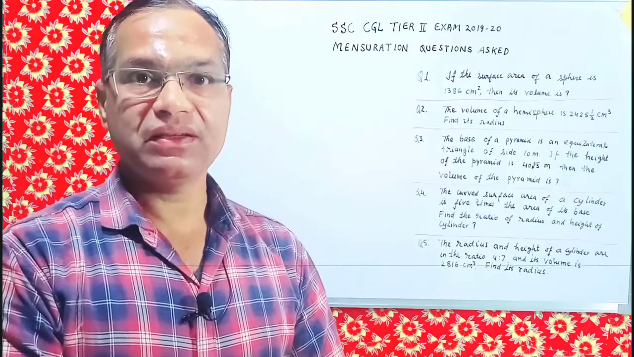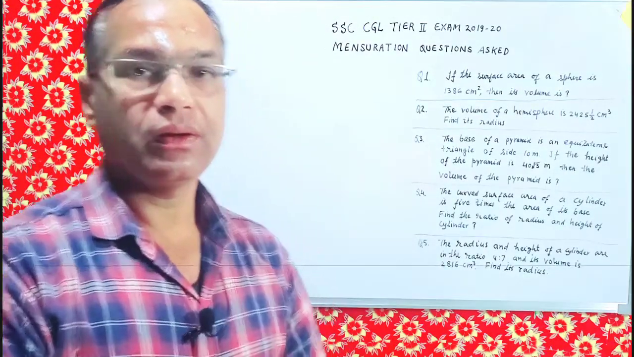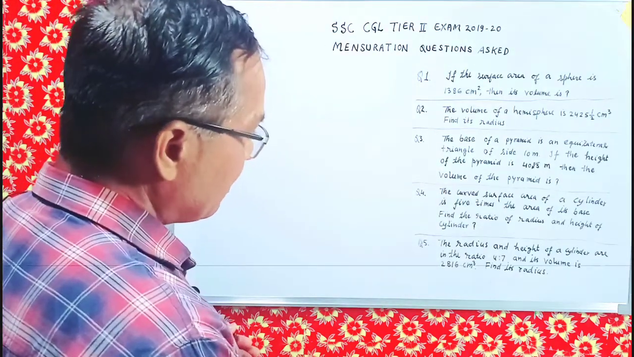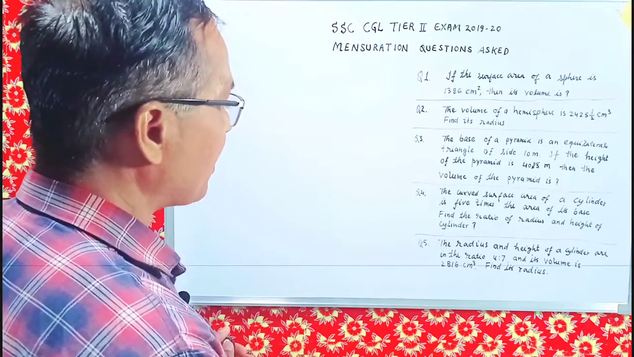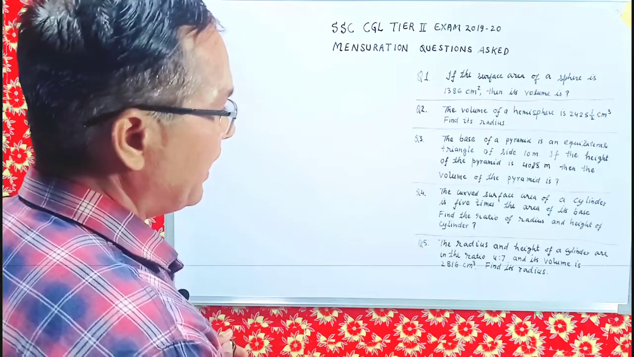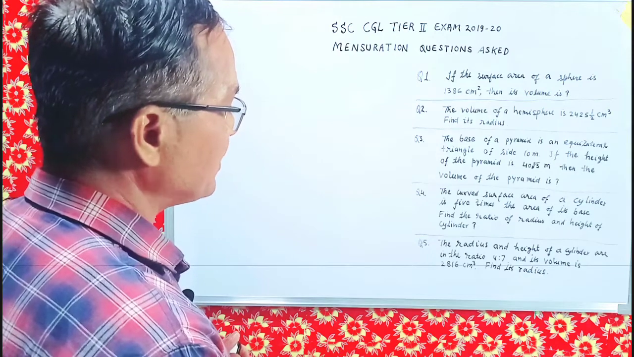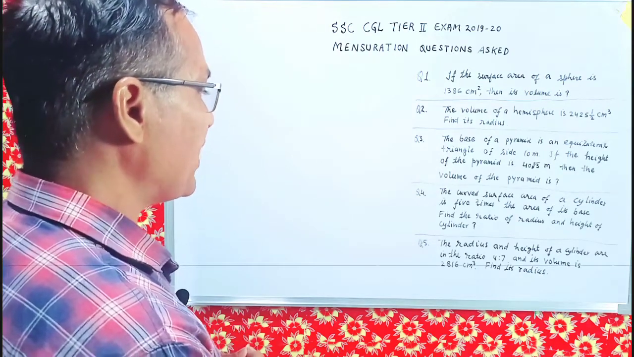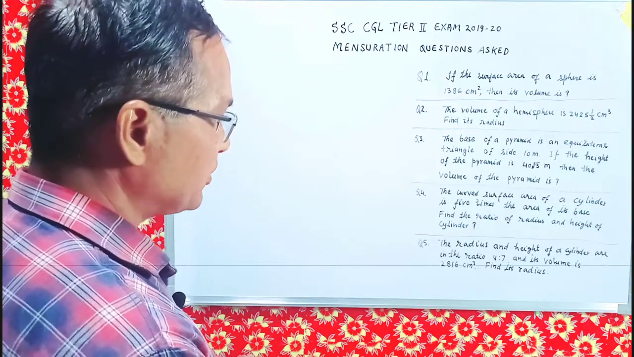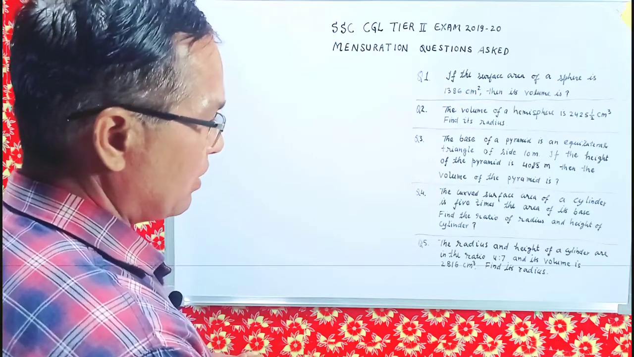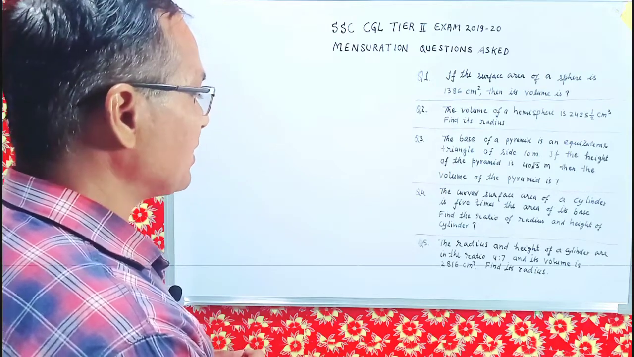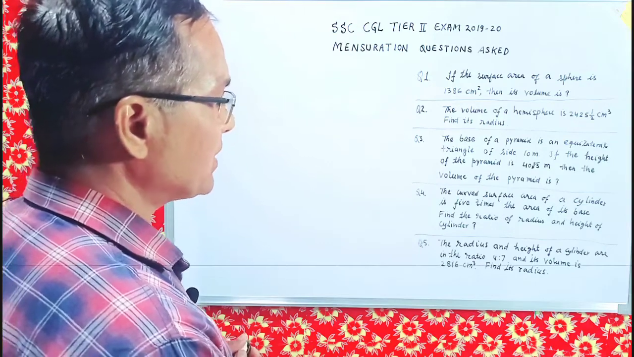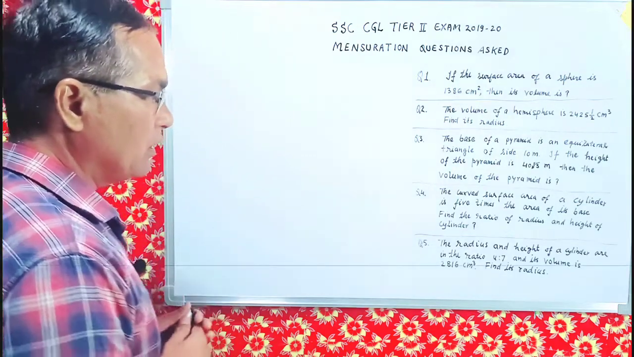So let us take the 5th question. Here it is being said the radius and height of a cylinder are in the ratio 4:7 and its volume is 2816 cubic centimeter. Find its radius. एक बेलन की त्रिज्या और ऊंचाई 4:7 में है और उसका आयतन 2816 घन सेंटीमीटर है. इसकी त्रिज्या ज्ञात करें.